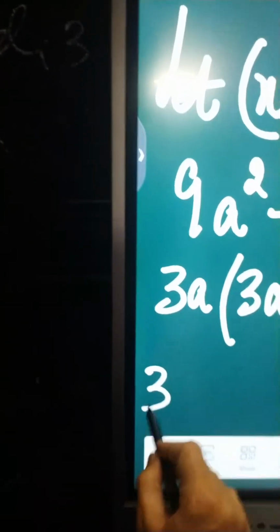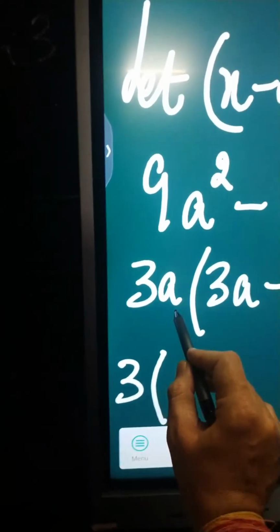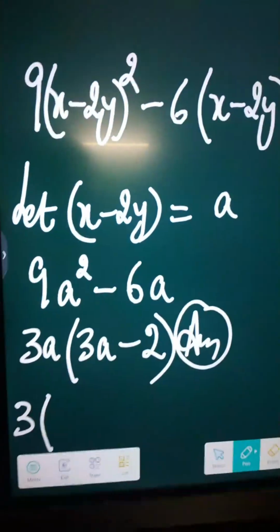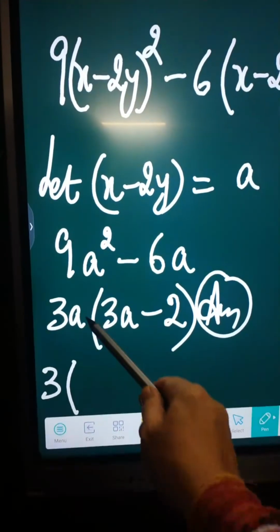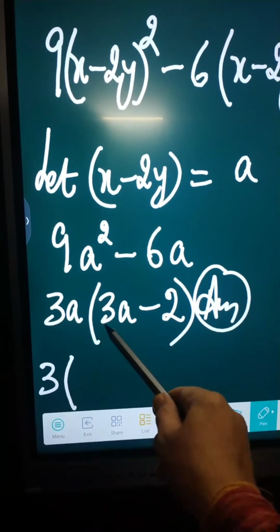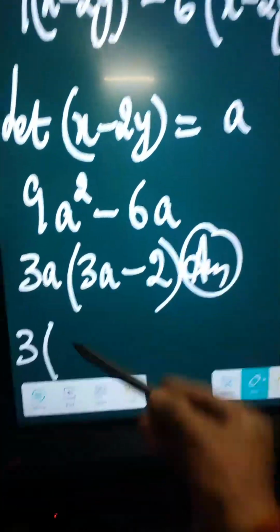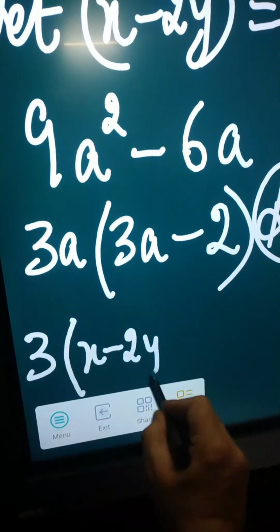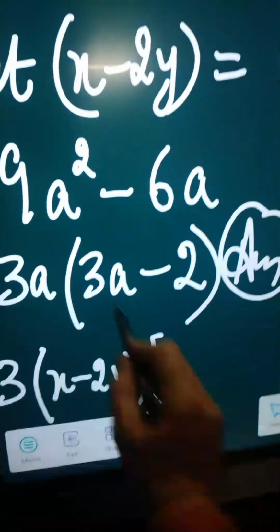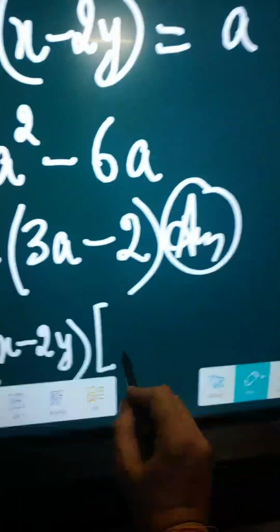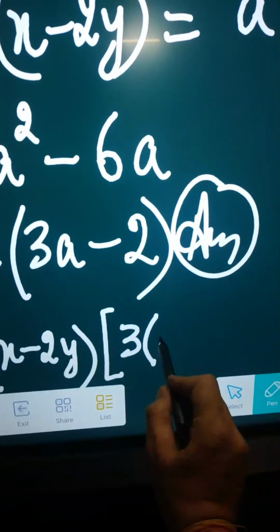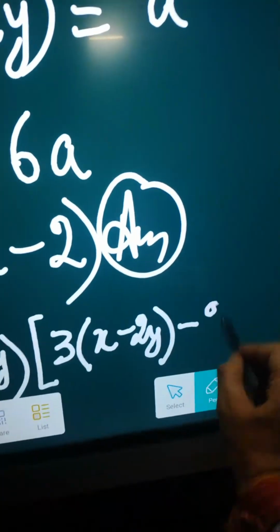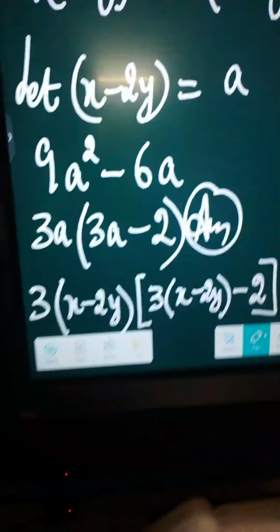So I will write now: replace the value of a. A was this. Wherever there is a, I will write x minus 2y. So the answer is 3a minus 2. In place of a, you write x minus 2y. So it will be 3 into (x minus 2y) and minus 2. See this step.